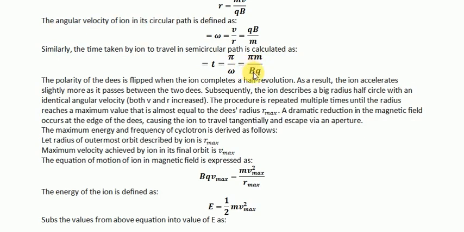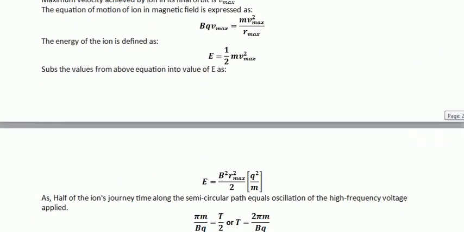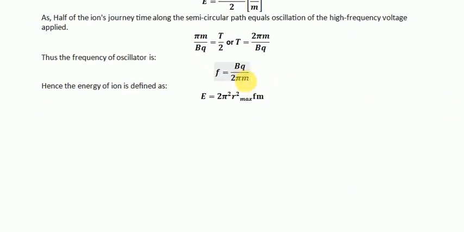The timing is crucial because the particle will only get accelerated if the voltage changes just as the particle crosses the gap. The frequency of the voltage source, which oscillates back and forth, is called the cyclotron frequency, and we can derive it as f equals Bq by 2 pi m. So as long as we keep the frequency in sync, the particle will continue to accelerate. Eventually, the particle's path spirals outwards, forming larger and larger circles as its speed increases.